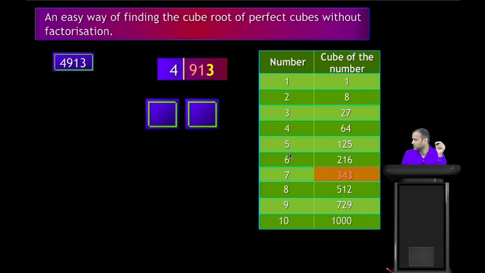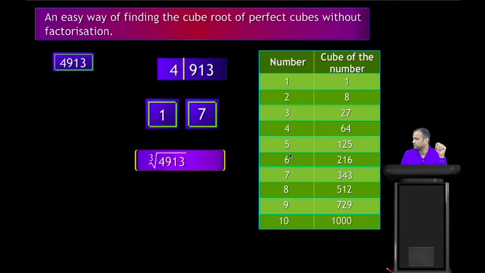So this number has 3 as unit digit, and then again 4. 4 is greater than which cube number? It is greater than 1. So again we will take the lesser number, which is 1. So you have to pick only the cube root of that digit. So the answer is 17.